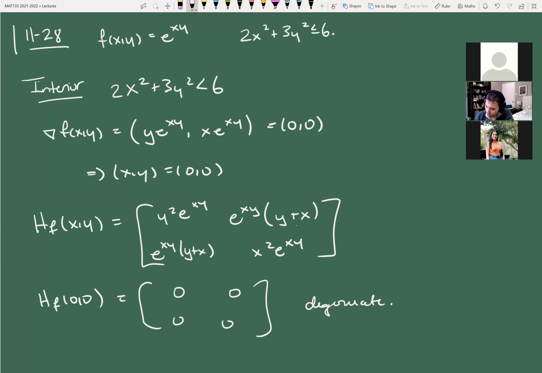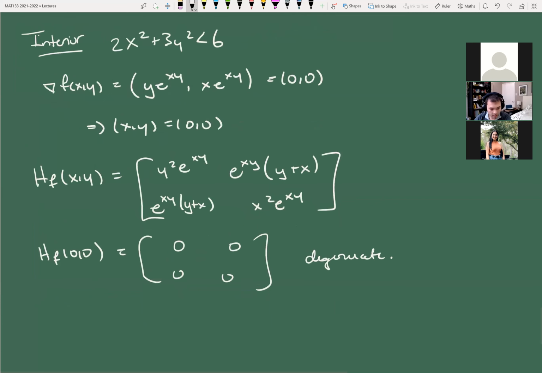This is 11-28. So it's not like directly related to a question, but it is a Lagrange multipliers question. So Natalia, that's from like the book, right? The notes.